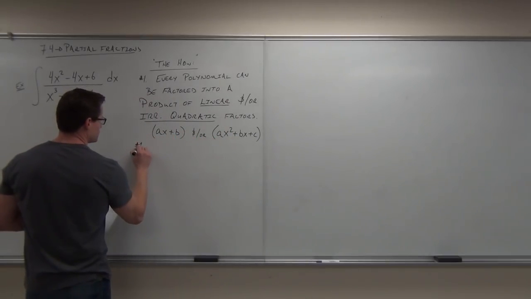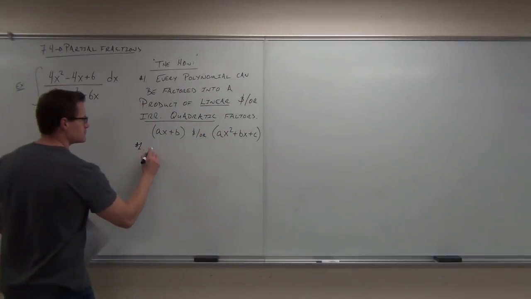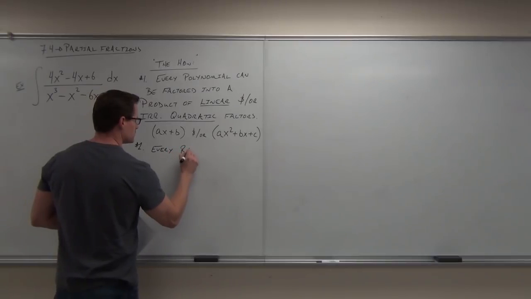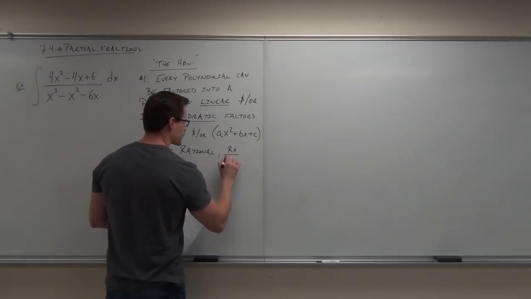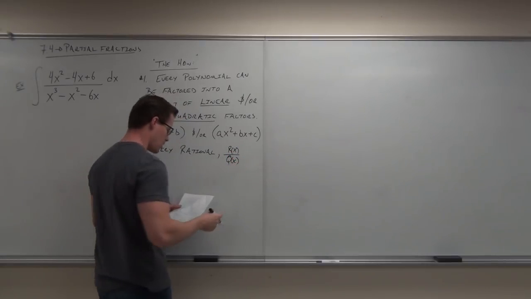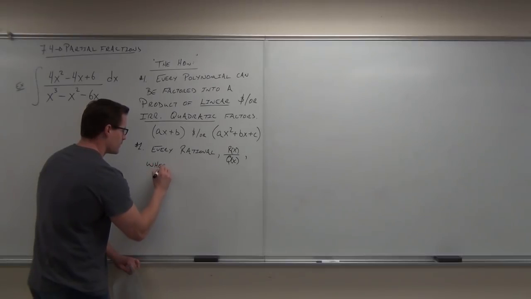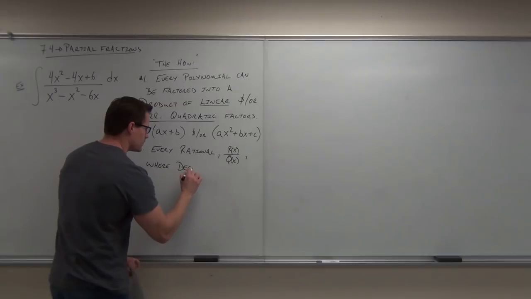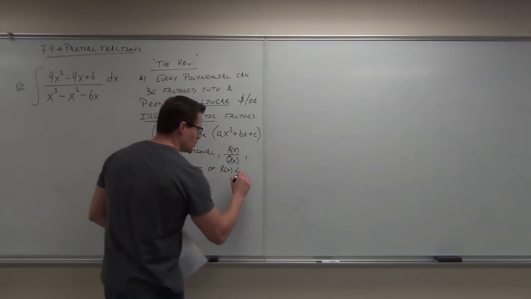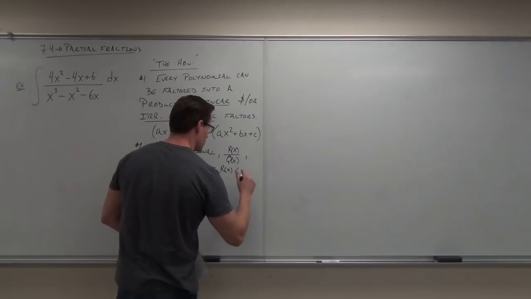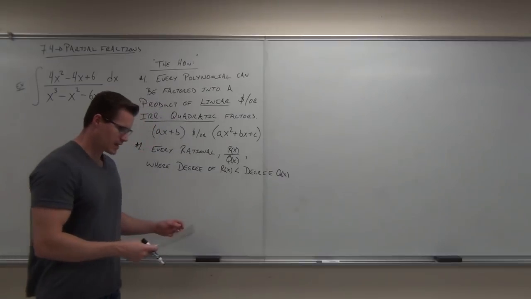Rule number 2. Rule number 2 is that every rational function, so basically where you have r of x over q of x, where r and q are both polynomials, so for every rational function where the degree of r is less than the degree of q, can be decomposed into partial fractions.